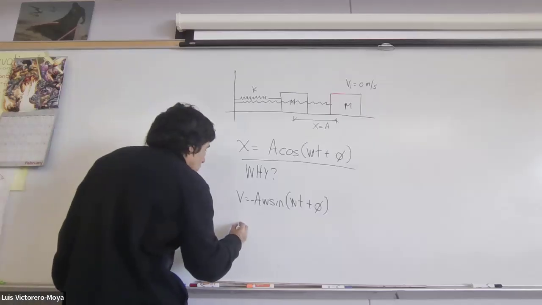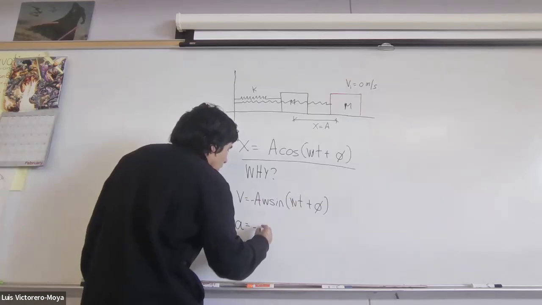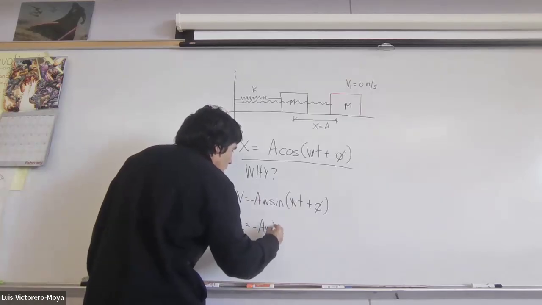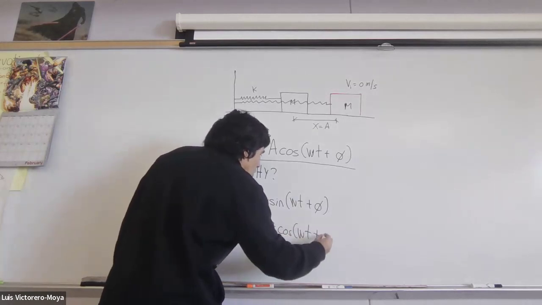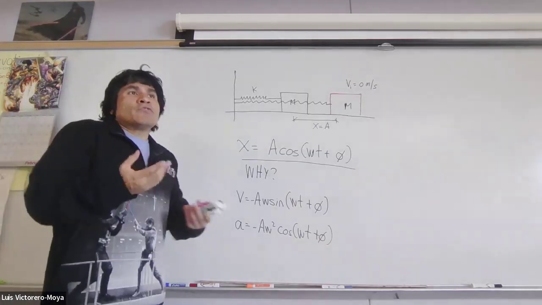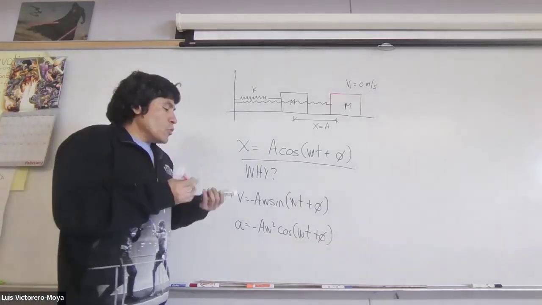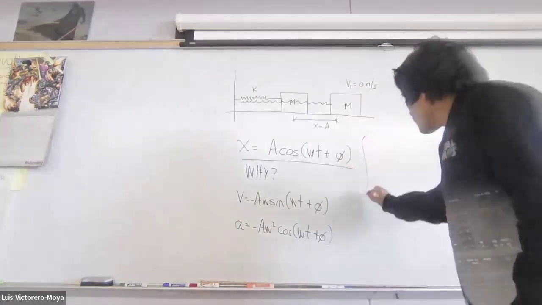And then the acceleration, the second derivative, will be negative A omega squared cosine. Now, of course, you can use sine or cosine. At the end of the day, you have to use periodic functions. We use sine or cosine because they have a period.